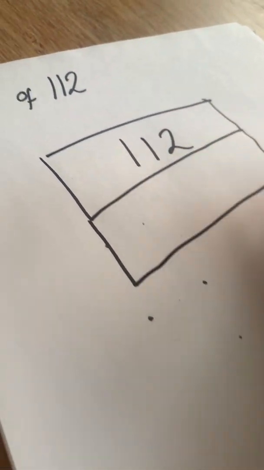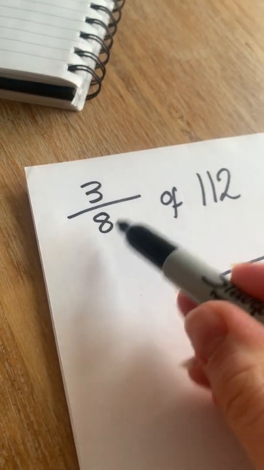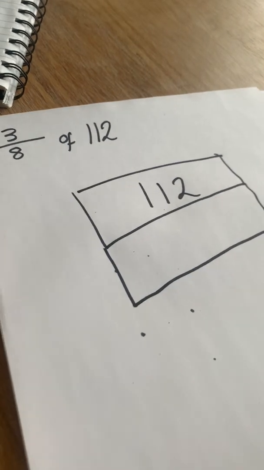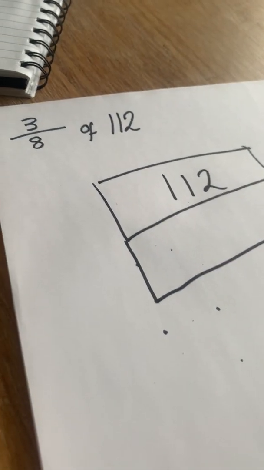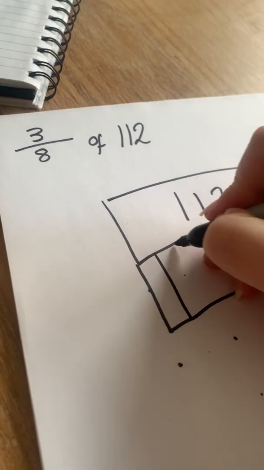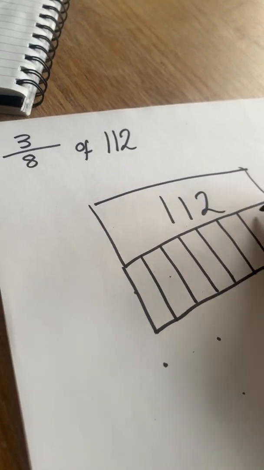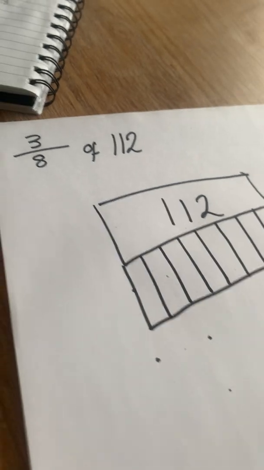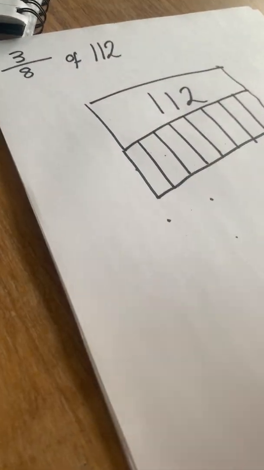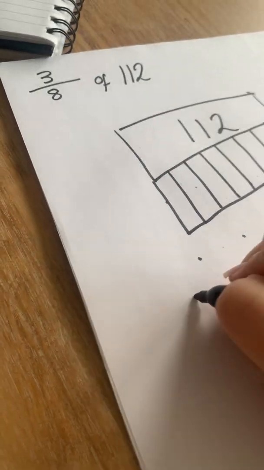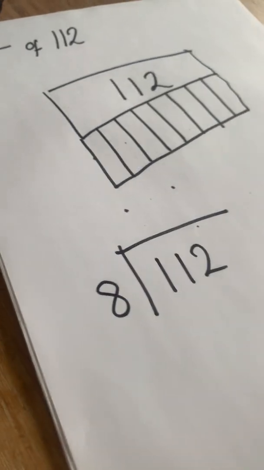Underneath, my denominator, the bottom part of my fraction, tells me how many pieces it's split into. So I want to split the bottom part into 8 equal pieces. 1, 2, 3, 4, 5, 6, 7, 8. There's 8 equal pieces there. So I've got to do 112 split into, divided by 8, like this here.